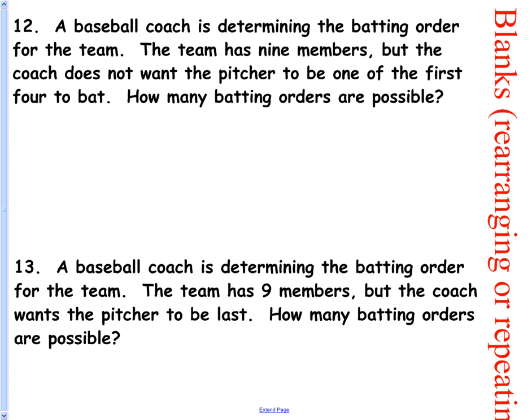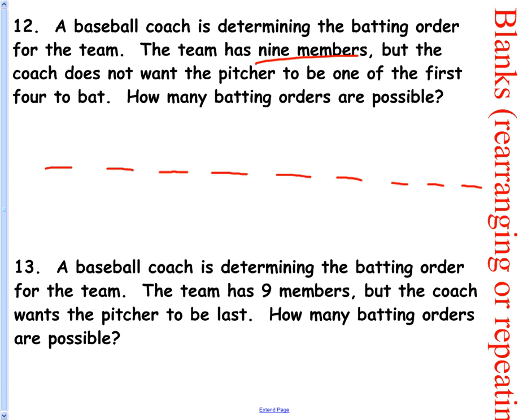Okay, so here we've got a team with 9 members, 9 kids on the team, but the coach does not want the pitcher to be one of the first 4 to bat. Well, I see something like I want to put it in order, I put blanks out. 1, 2, 3, 4, 5, 6, 7, 8, 9. And then I ask myself, how many choices do I have? Make 9 blanks right now. Everybody, do this on your own. See if you can find the right combo to multiply. It is not as easy as 9, 8, 7, 6, 5, etc.